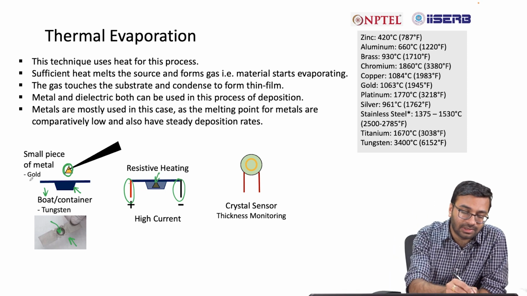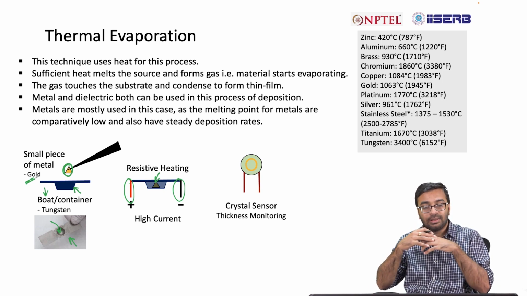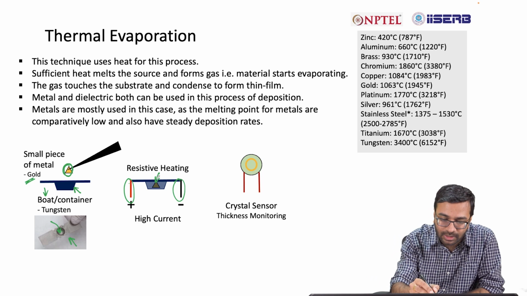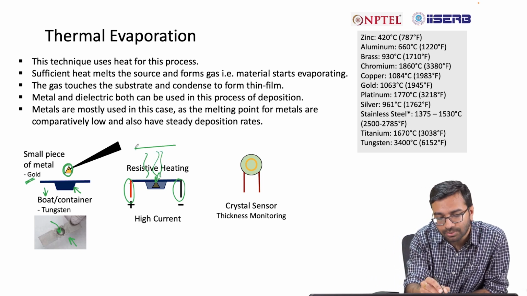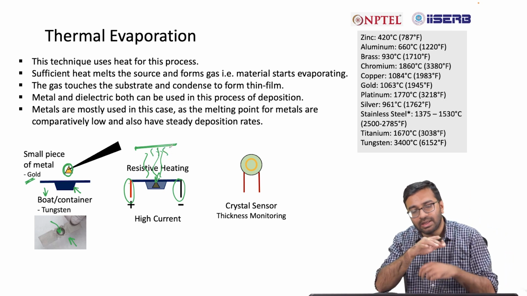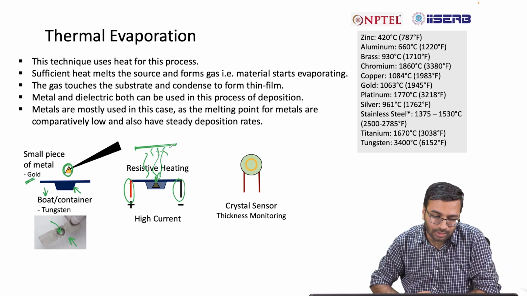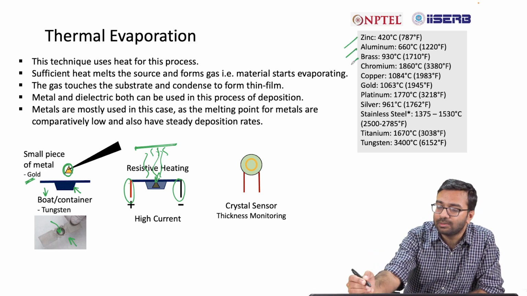For example, say in this case we have taken gold. Once the gold is heated and melts, it produces gas, meaning it evaporates, and once it evaporates, it goes up, and if you keep a substrate on top, it will condense on that substrate and create a film on it. So, this is the typical process, and here I have listed the melting point of different materials.